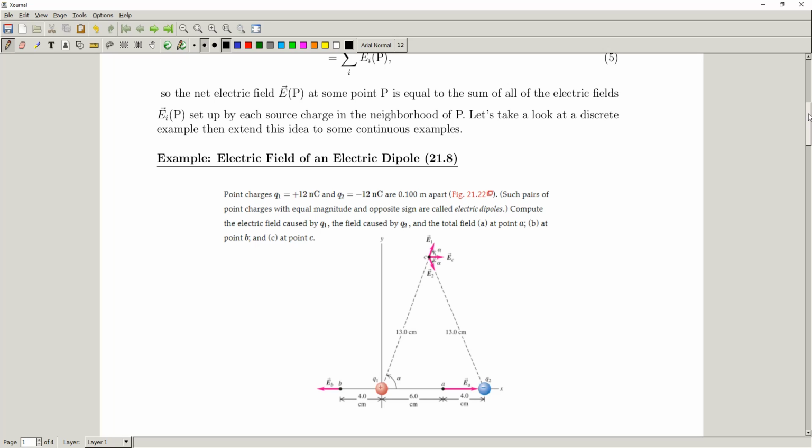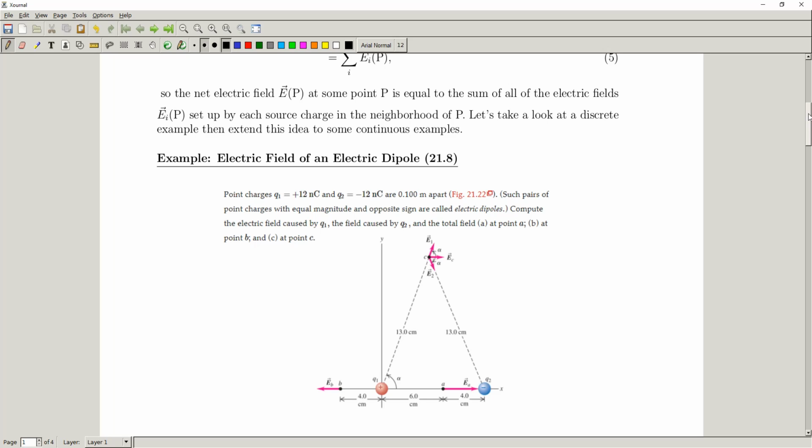Okay, it tells us that these are called electric dipoles, so such pairs of point charges with equal magnitude and opposite sign are called dipoles. And then we're going to want to compute the electric field caused by Q1, the field caused by Q2, and the total electric field at points A, B, and C.